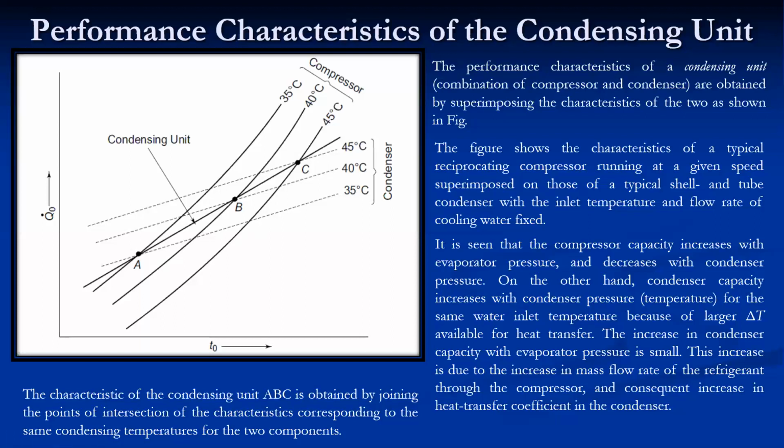So only one characteristic is not sufficient. We have to superimpose the characteristics of all such devices, and by superimposing these characteristics, we can develop the characteristic of the system. And we have to ensure that the system must work at the balance point. So this is the first case, where we have superimposed the characteristics of the compressor and condenser.